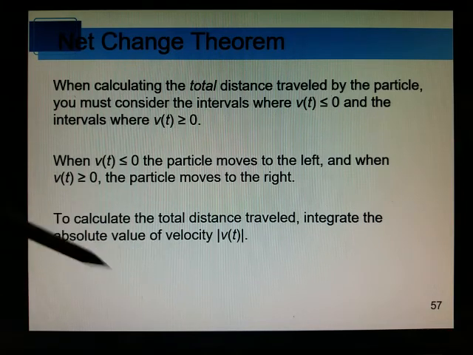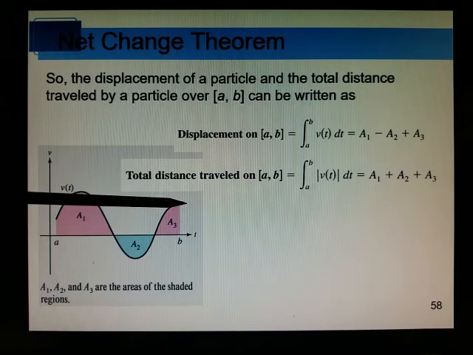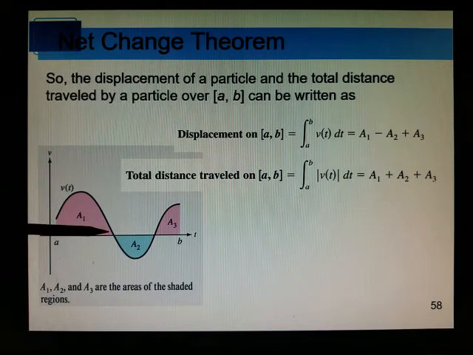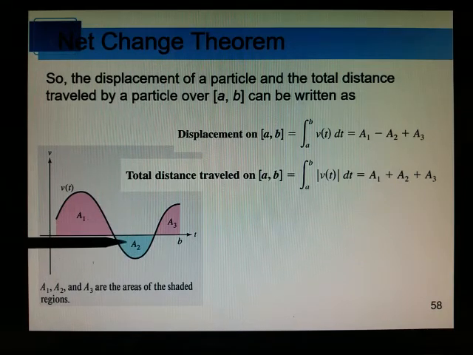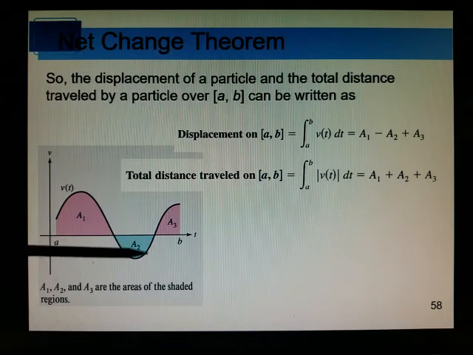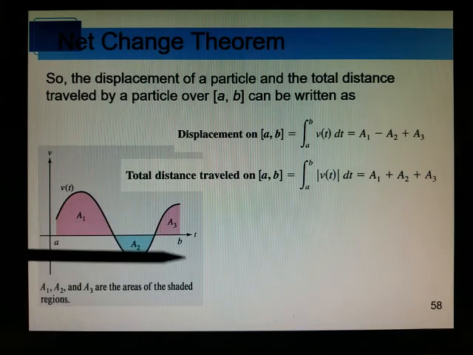Integrate the absolute value of the velocity. All right, so let's say this is my function here. If I was to integrate from a to this point, that would give me a positive value. If I integrate from here to here, this would be a negative value. Remember, this would be kind of like if I was moving backwards. See, this is moving forward, and then this is the negative value, so it's like I was moving back. Then again, you have a positive value, so you're back to moving forward.